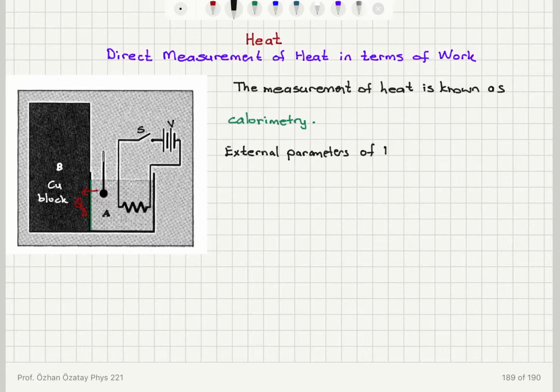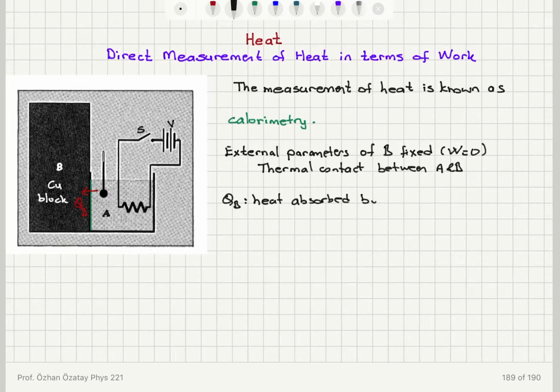So we have W equal to 0. B has a thermal interaction with system A, so there is a thermal contact between A and B. I call Q sub B the heat that is absorbed by system B. Initially I have A and B in thermal equilibrium, before I close the switch, so that I form my reference macrostate, and there is a reading in the thermometer, L sub A. This is for macrostate A, which is the initial state.